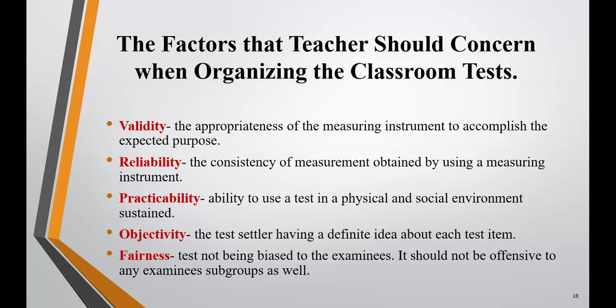listening. There are several ways to estimate the validity of a test, including face validity, content validity, construct validity, concurrent validity, and predictive validity. Next factor is reliability. It means the consistency of a measurement obtained by using a measurement instrument. There are several techniques constructed by test specialists to measure the reliability of a test, such as test-retest method, parallel form method, split-half method, and internal consistency method.